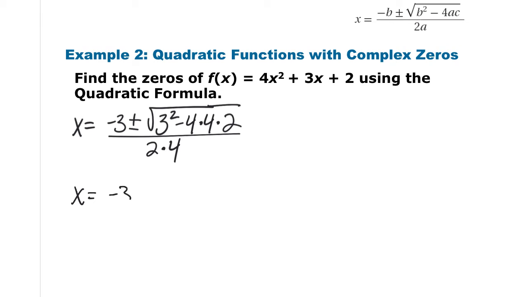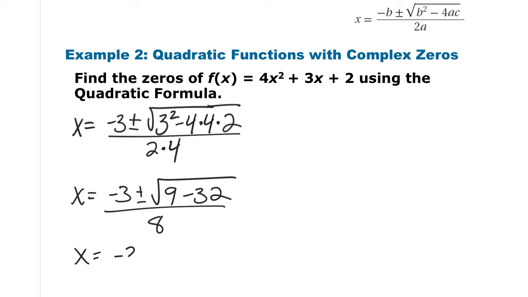And as I start simplifying here, I'm going to start to notice something underneath the radical. Oops, I'm going to make this 8. Underneath the radical, I see that I'm going to have 9 minus 32, so I'm going to have a negative number underneath there, which is going to tell me that my solutions are going to be imaginary, or I'm going to end up with complex numbers.